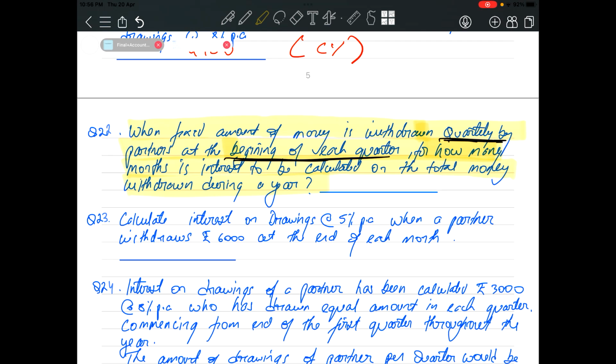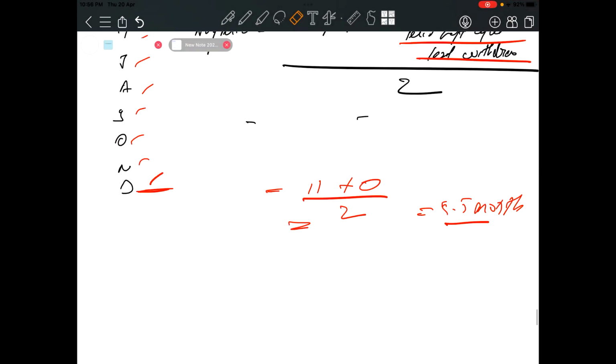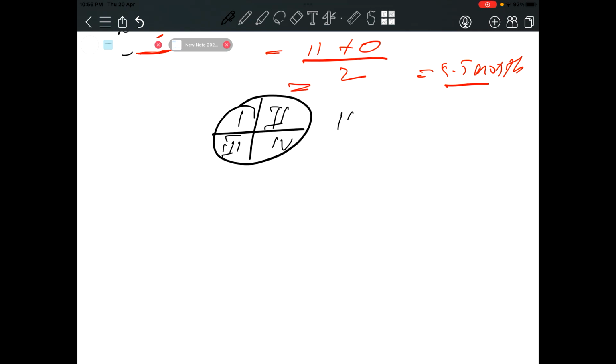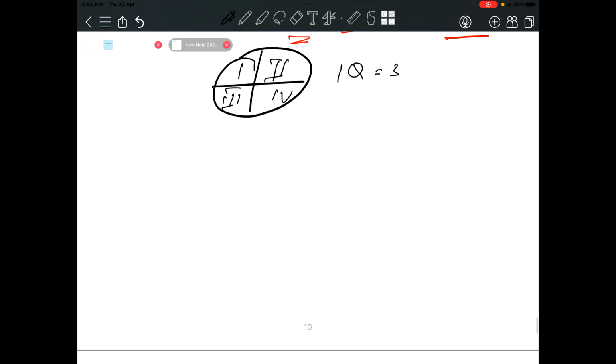Fixed amount, nothing is mentioned about the amount, so forget about the amount. We have to calculate the average period. It is withdrawn quarterly, at the beginning of each quarter. So how many quarters are there in a year? There are 4 quarters: 1, 2, 3 and 4. One quarter will have 3 months. I hope this is clear to you.